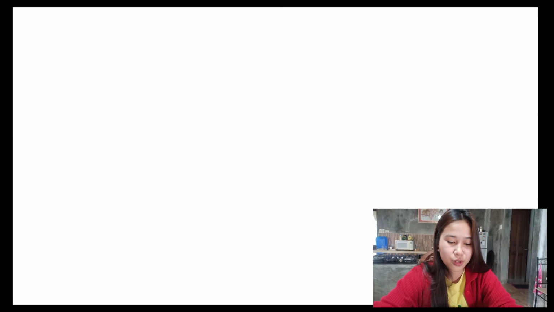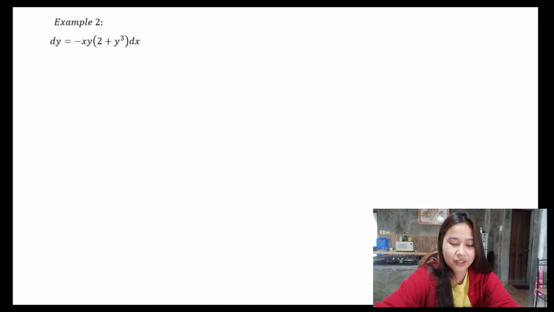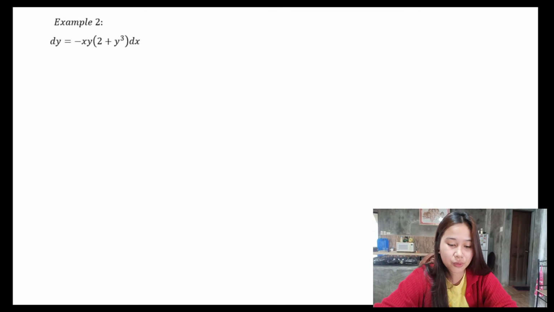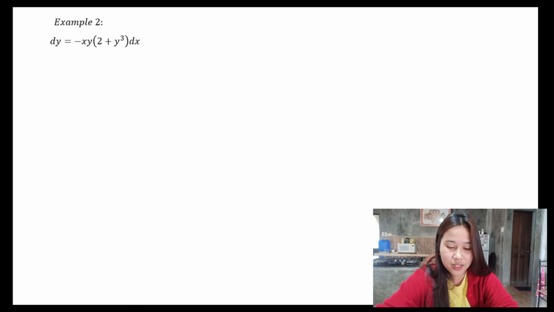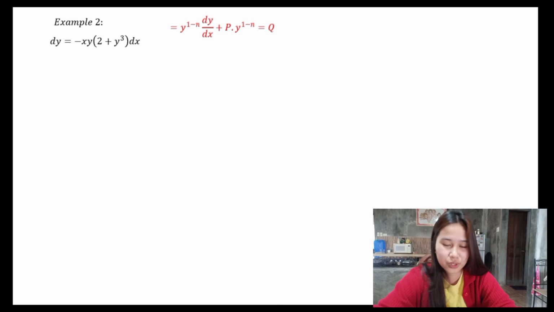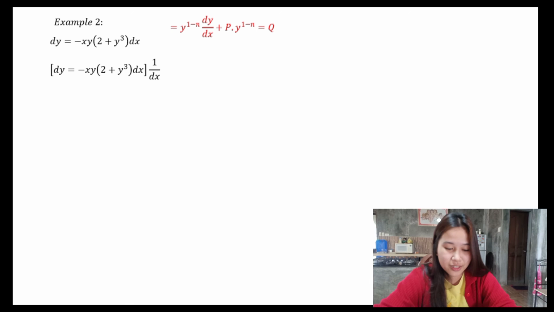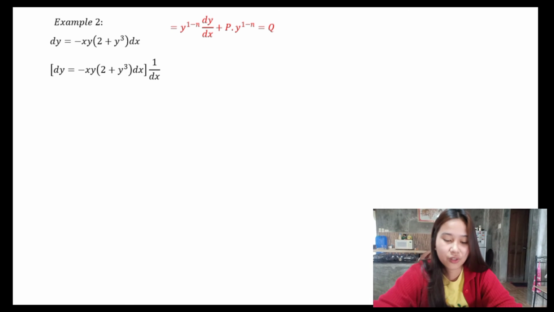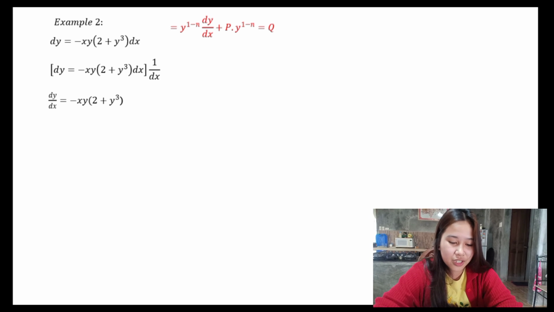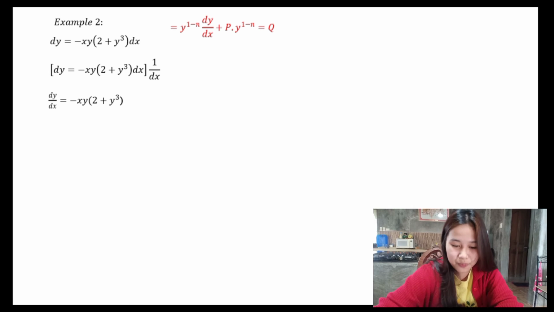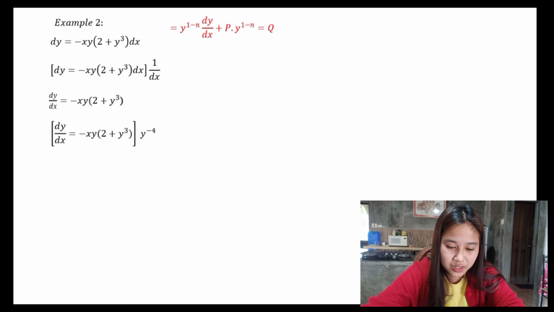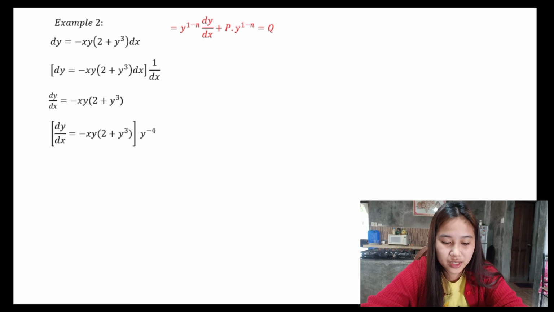Example number 2. dy is equals to negative xy, quantity of 2 plus y cubed, closed quantity dx. Yung goal natin is ma-achieve yung Bernoulli equation. And multiply natin siya by 1 over dx. By multiplying, we achieve the answer dy over dx is equals to negative xy, quantity of 2 plus y cubed. I-multiply natin siya both sides by y raised to negative 4. Then, i-distribute yung negative xy sa loob.